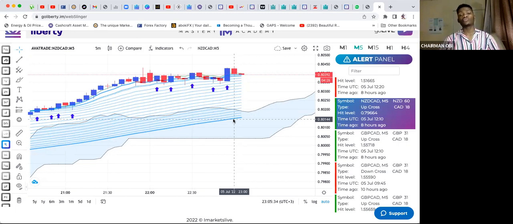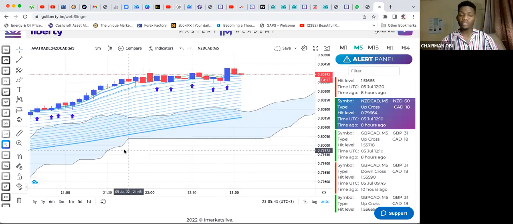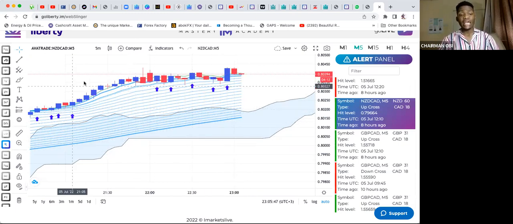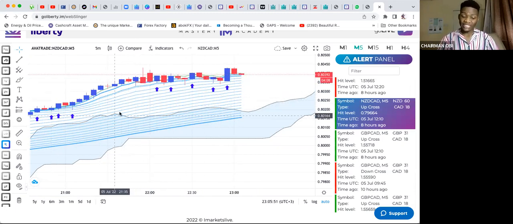So another thing you want to take note of when you want to take a trade using Webslinger is that there must be spaces between the web strings. Currency strength, the blue clouds must be below. The web strings must be below. And the candles must be resting beautifully on top of it. And there will be space between the web strings as well.